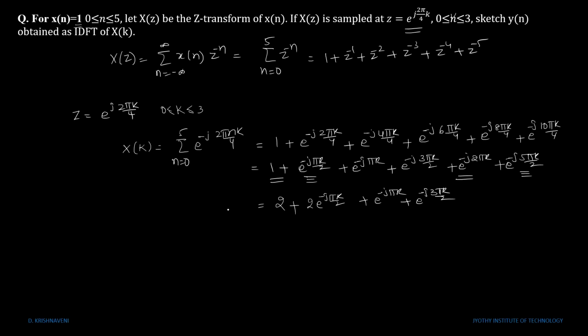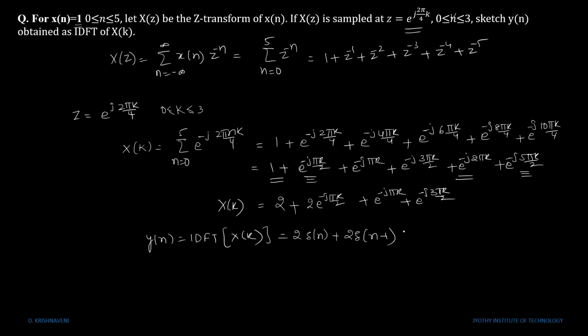So from this, when you take the, so this is X of k. So let us assume y of n is IDFT of X of k. Then the IDFT will give me, this is 2. So I'll get 2 delta of n. This is e to the power of minus j pi k by 2 or e to the power of minus j 2 pi k by 4. So e to the power of minus j 2 pi by 4 is W4. So this is W4 to the power of k. So when I apply IDFT, I'll get 2 delta of n minus 1.